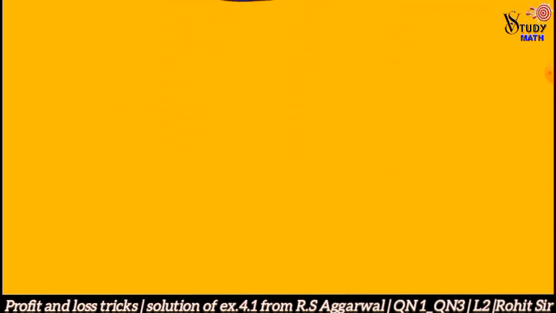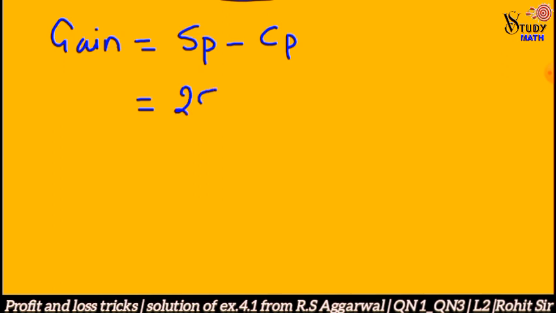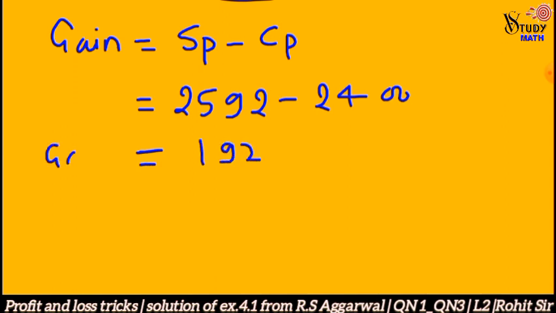Let's find gain first. The formula of gain is SP minus CP. SP is given, 2592, minus 2400. Now we are going to subtract 2400 from 2592. After subtracting this, we have 192. This is the gain we find here.